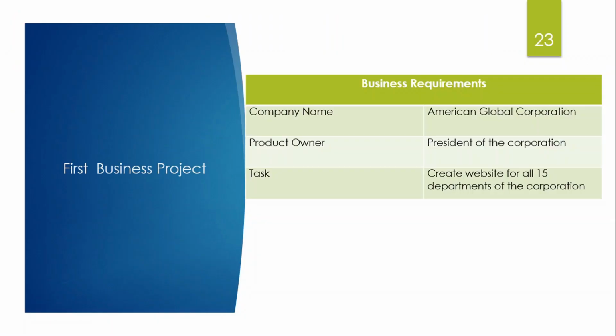Our first project or task order comes directly from the President of American Global Corporation. The President of the corporation decided that they want to have a website for each department. Let's review the business requirement. Company name, American Global Corporation. Product owner, President of the corporation. Task, create websites for all 15 departments of the corporation.